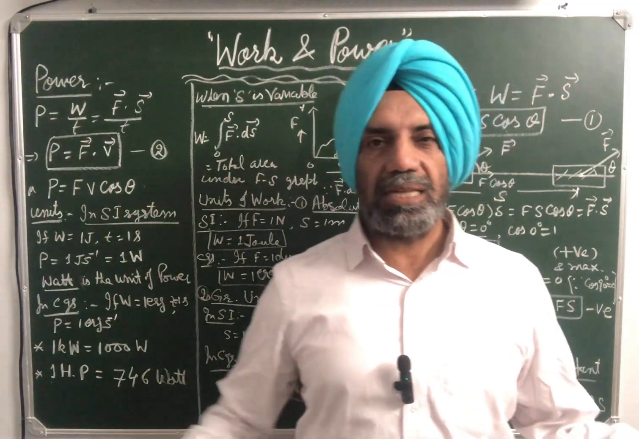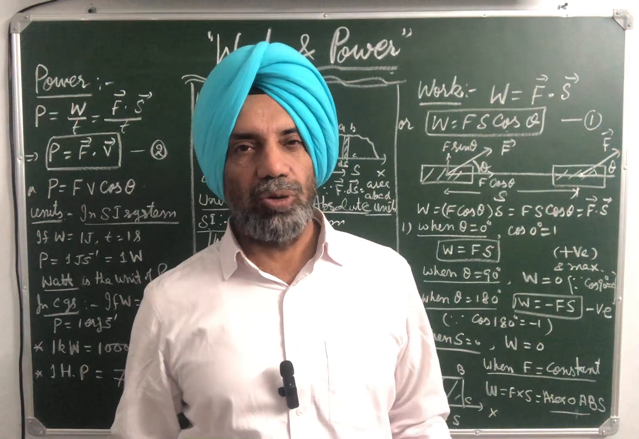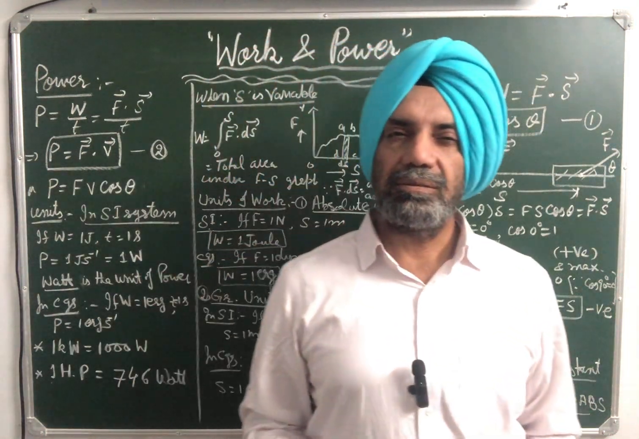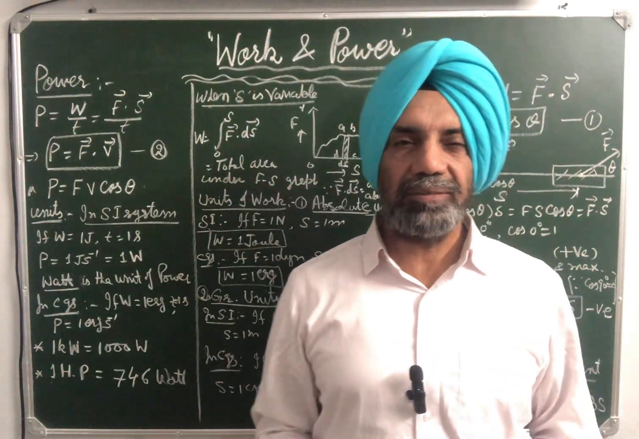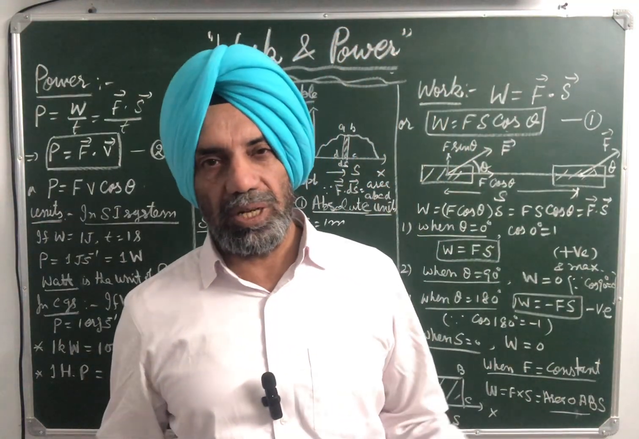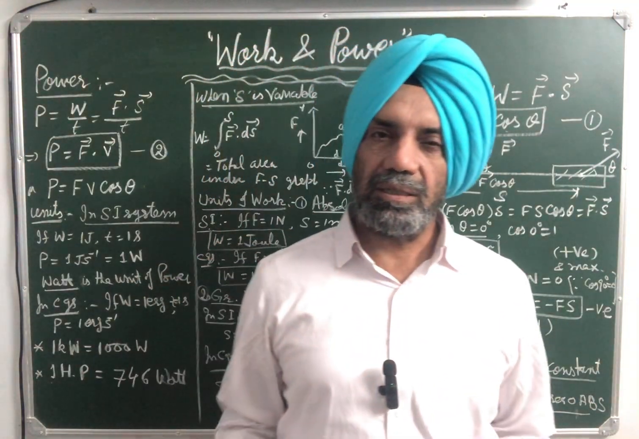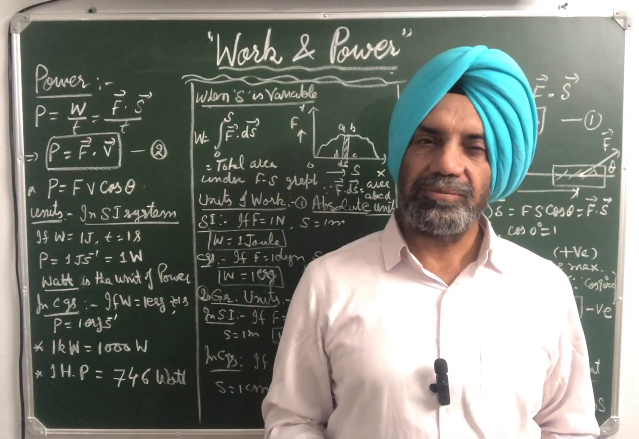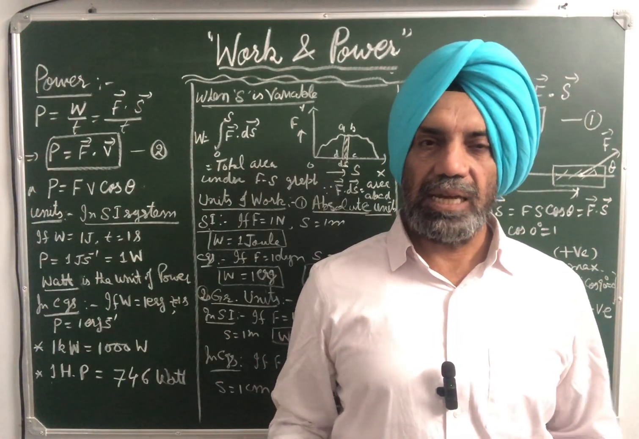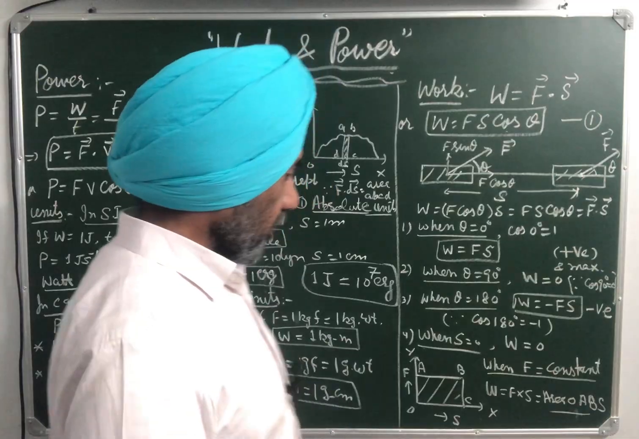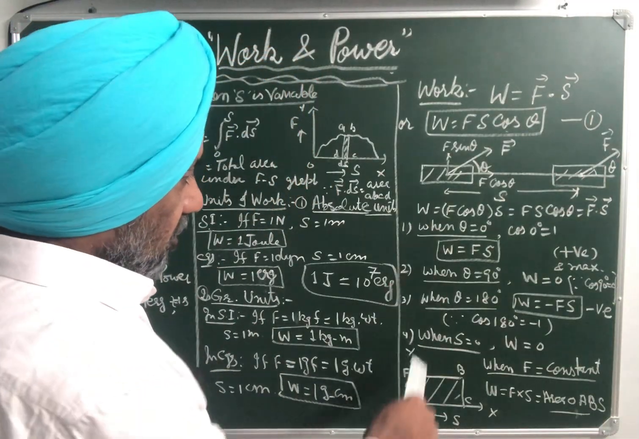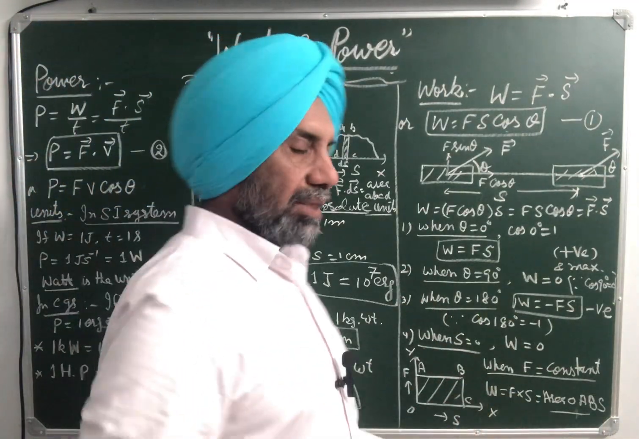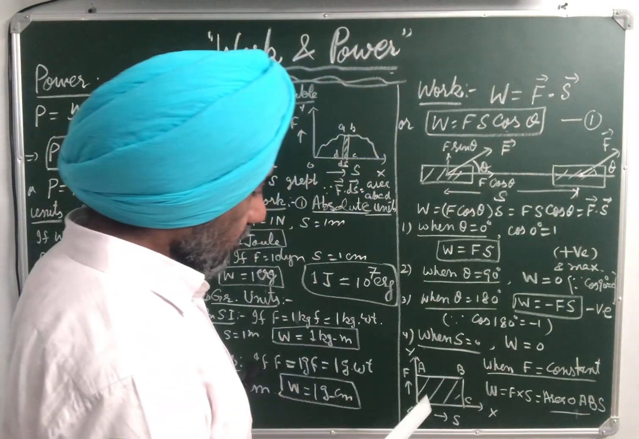A teacher teaching in a class does no physical work because he is not doing any displacement. A gatekeeper doing his duty on the gate does not do any work because net displacement is 0. So this is all about the various types of work done and examples.